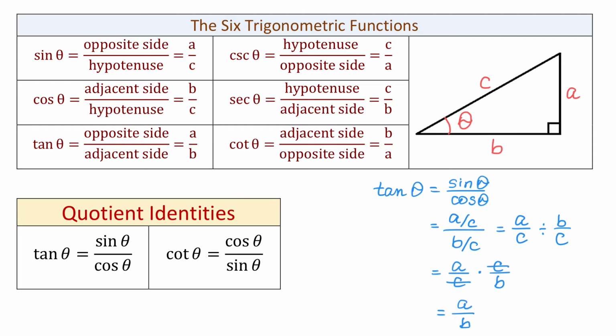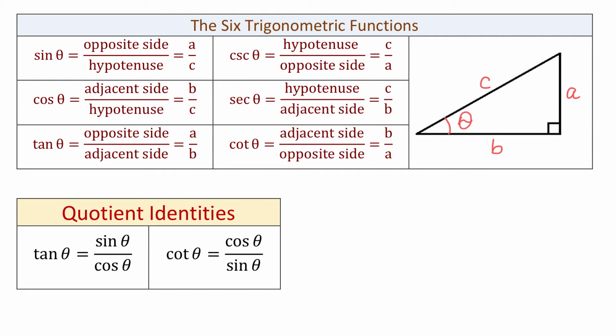Now, let's take a look at the second quotient identity. Cotangent of theta is cosine of theta over sine of theta, and we know that cotangent of theta, by definition, is B over A. Let's write this identity to the right, and then we will verify it. So cotangent of theta equals cosine of theta over sine of theta.